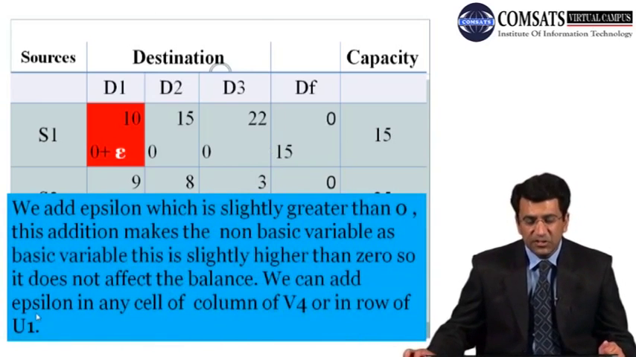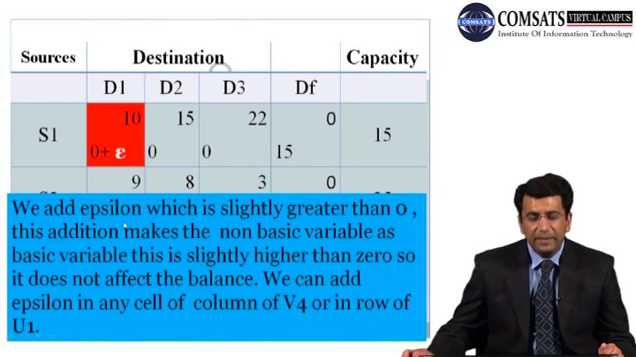So as I discussed, students, I repeat, we add epsilon which is slightly greater than 0. So this is actually a very small value. This addition makes the non-basic variable a basic variable. Now why have we added this epsilon in this particular case? Because we need another basic variable so that our occupied cells, or our basic variables, become equal to m plus n minus 1, and we are able to calculate the values of all the variables. So that's why this addition has been made here. This is slightly higher than 0, so it does not affect the balance.